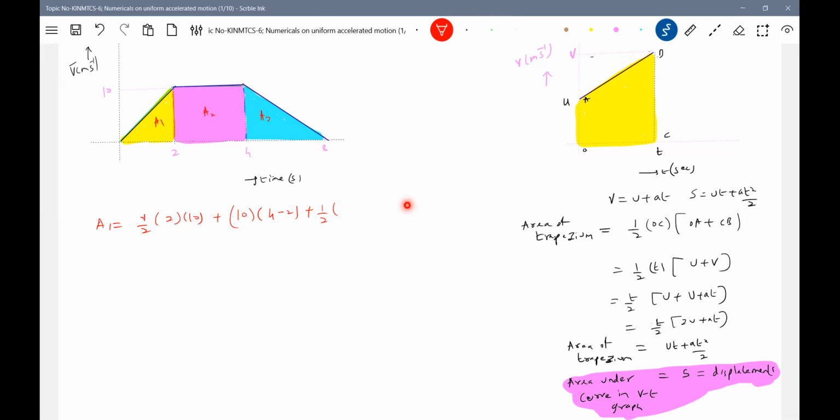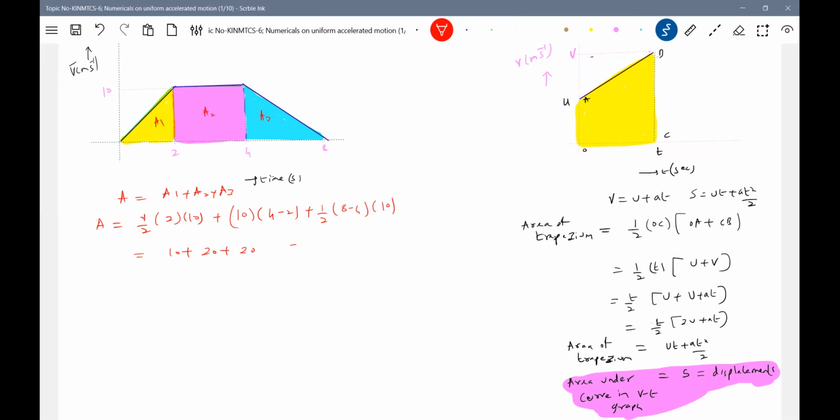Half into base into height, no? Okay, let me write it. 10 plus 20. This will be 20. So altogether, this will be 50. This is total area. This A, I'll write it as A1 plus A2 plus A3.